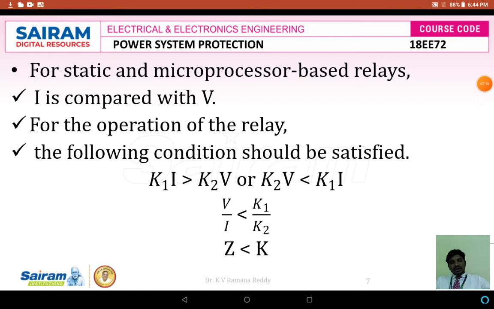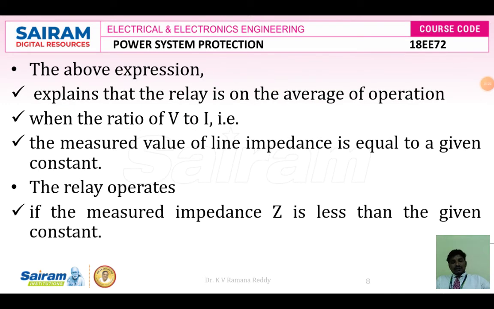Here also, the condition for the static and microprocessor based impedance relay is that the impedance value should be less than the value of K. Then the relay gives the trip signal to the circuit breaker to isolate the faulty section of the system and the healthy section of the system. The relay operates if the measured impedance is less than the given constant, then the relay will function.